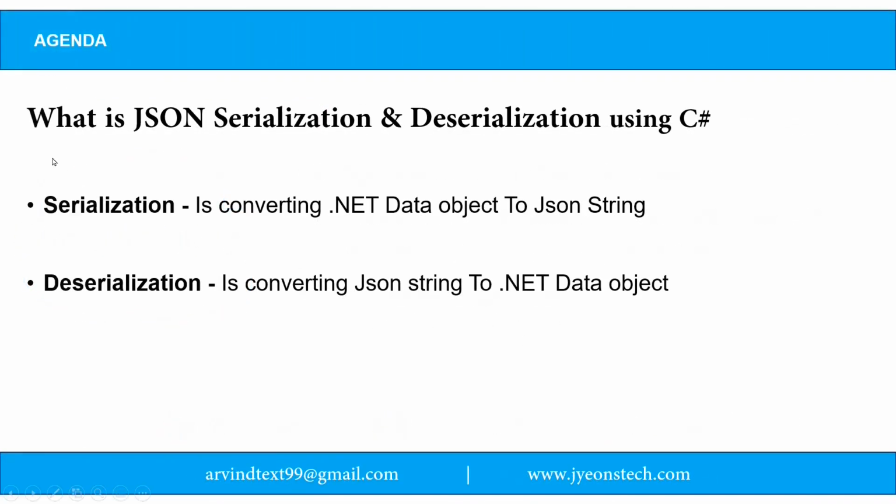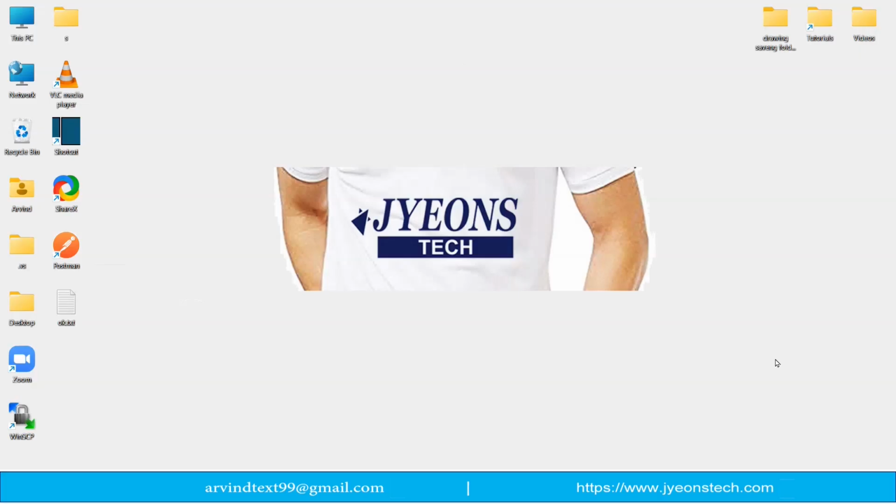So today's agenda is what is JSON serialization and deserialization using C#. Okay, so what is serialization? Serialization is converting .NET data object to JSON string. Okay, so what is deserialization? Deserialization is converting JSON string to .NET data object. Okay, so let's see how to implement this.